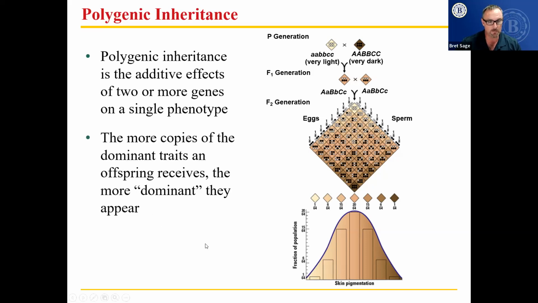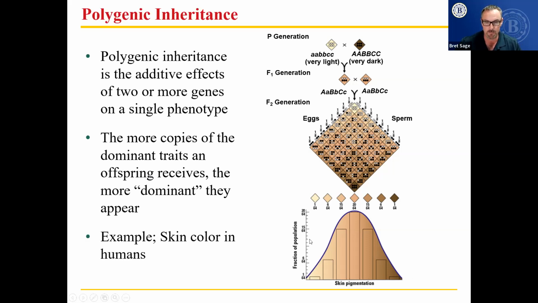Now, this is also variable based on tanning, but for base skin color, this is basically how it works. The more copies of the dominant traits, it's unfortunate that they use the term dominant. It should be the more copies of the colorful gene the person receives, the more darkly colored they appear. Skin color in humans is a good example of that.